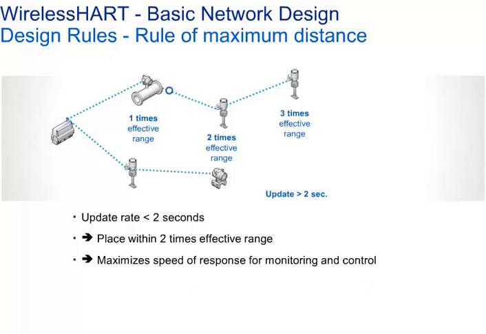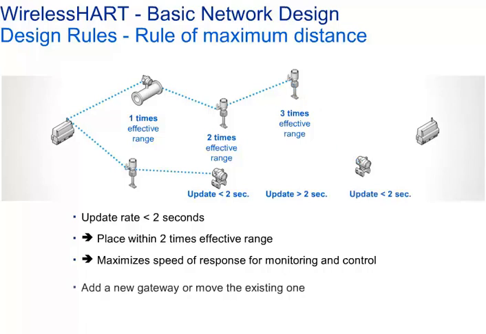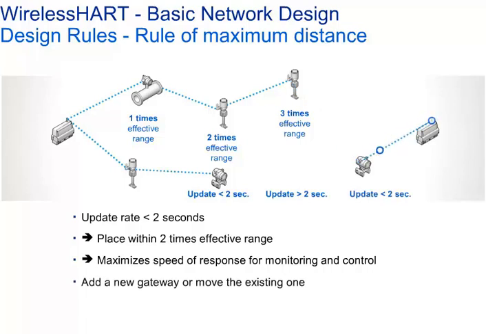If a wireless device requires update rates faster than 2 seconds or is used for control and does not meet the rule of maximum distance, consider adding a gateway or moving the existing gateway closer to the wireless device. If the process control loop is tolerant of latency, or if it was previously a form of manual control, it may be acceptable to have devices far away from the gateway.